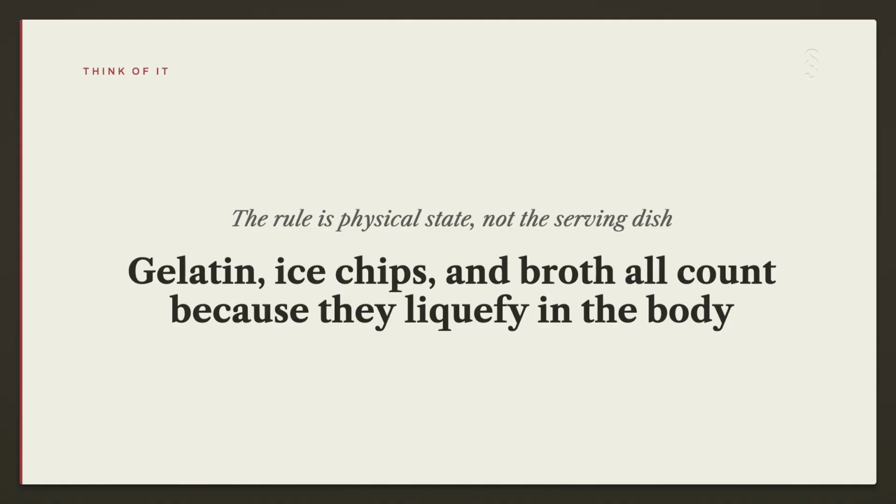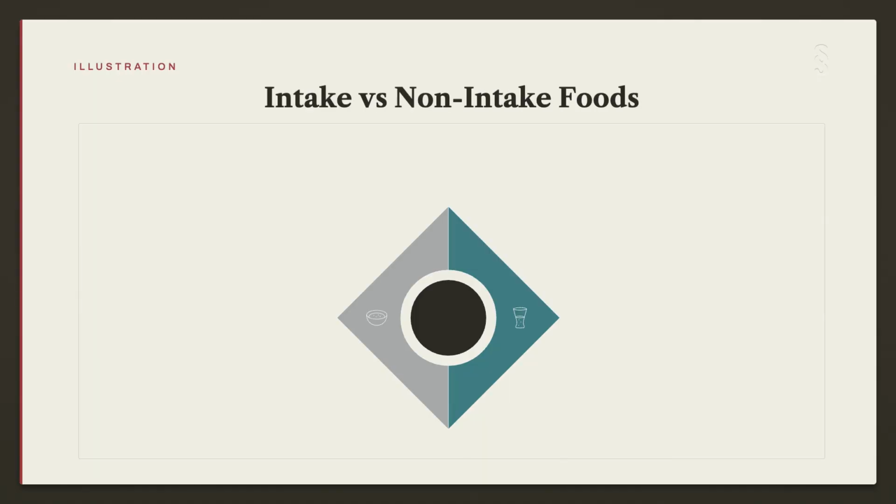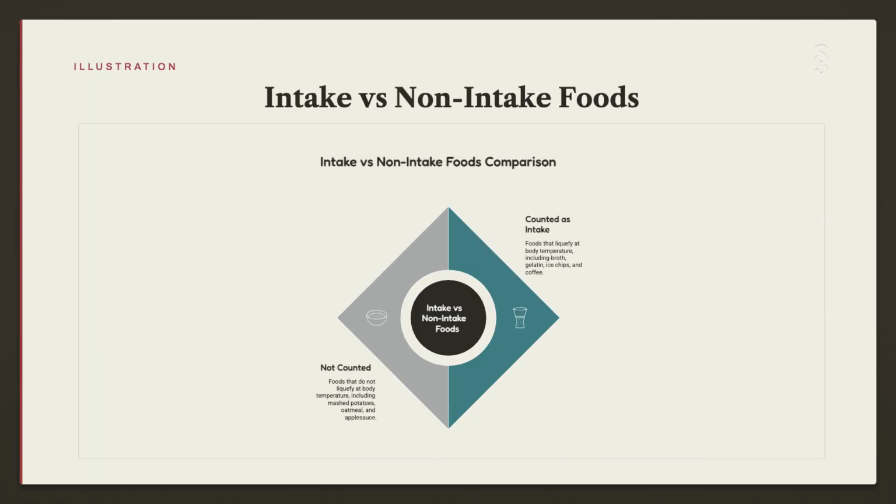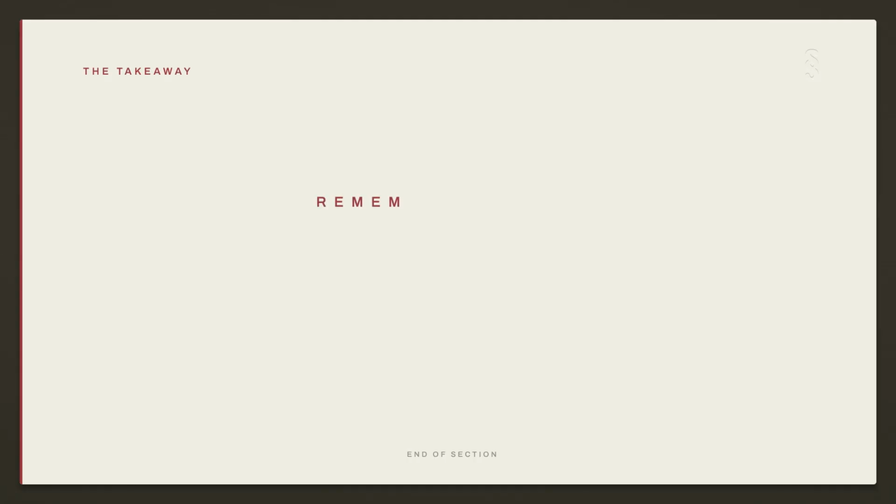Gelatin is water in a jail. Ice chips are frozen water counted at half volume, and broth, ice cream, and popsicles all belong in the intake column. Mashed potatoes, oatmeal, applesauce, and cooked cereal contain plenty of water, but they hold their form at body temperature, so they are not counted, while broth, gelatin, and coffee liquefy and go straight into the intake column.